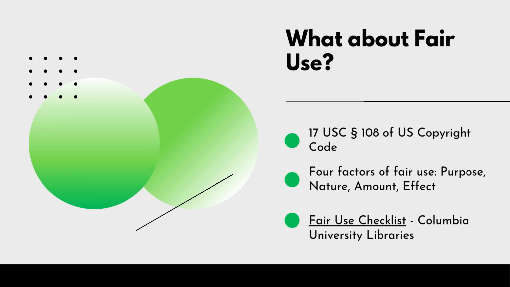So a handy tool to help you think through this is the Fair Use Checklist from Columbia University. Again, make sure you read their information on the 4 factors first, but this too is listed in your syllabus and the readings for this week's assignment.